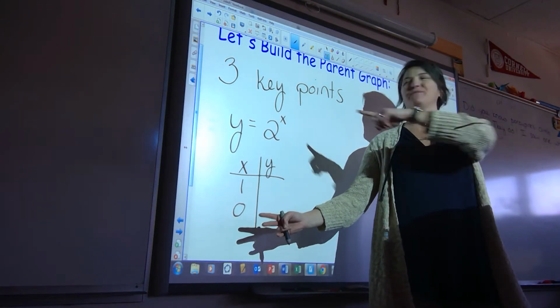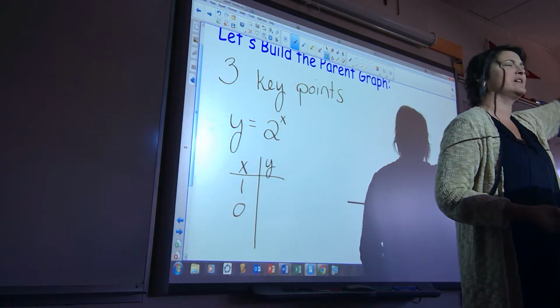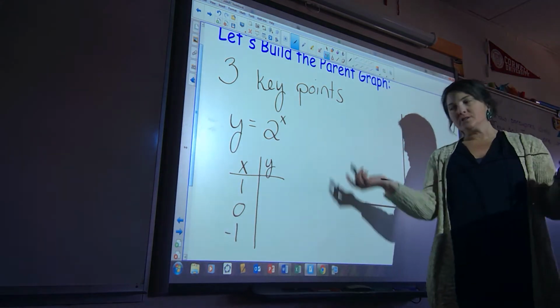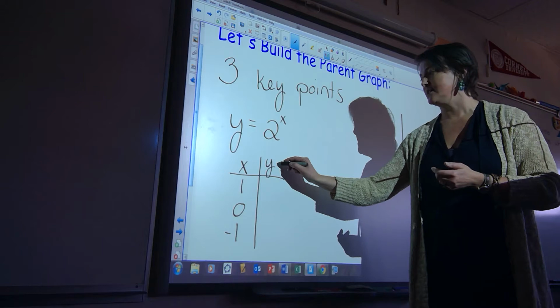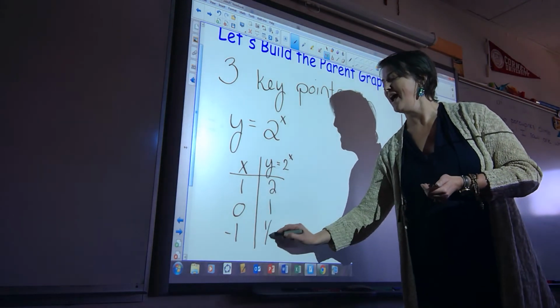Now, could we use a 2? Yeah, but what if the base is a 5? And then we use a 2, all of a sudden we have to plot a y value of 25, and it's way off the grid. So instead, let's go with a -1. So therefore, if I build my parent t table, I will have a 2, a 1, and a 1/2.